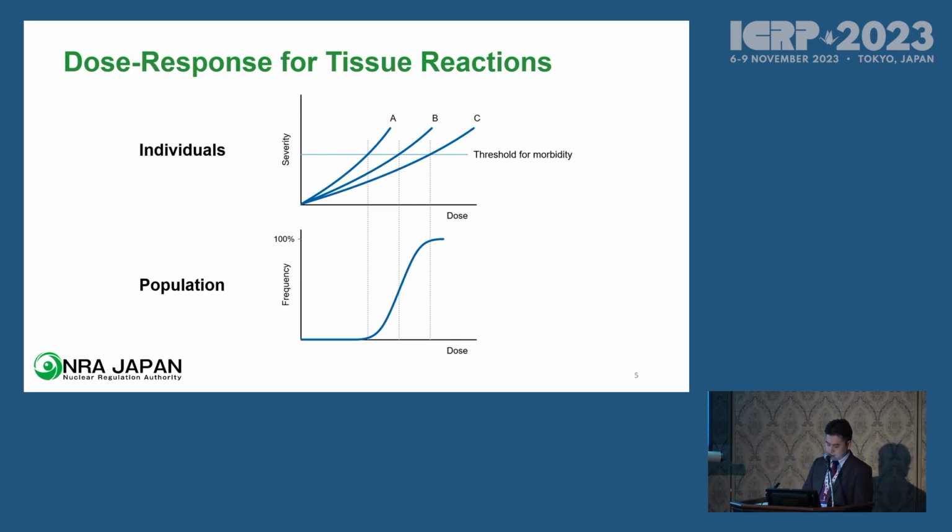And the lower graph shows the relationship between dose and frequency of tissue reaction in a population. So this is a dose-response curve. The dose-response curve starts to rise at the dose that induces a sufficient amount of damage in individual A and steeply increases with the dose. And at the dose where individual C exceeds the threshold for morbidity, the dose-response curve reaches 100% of frequency.